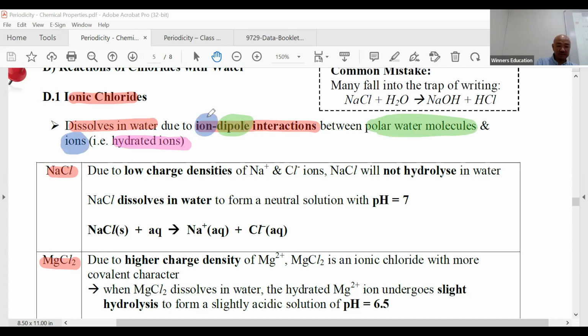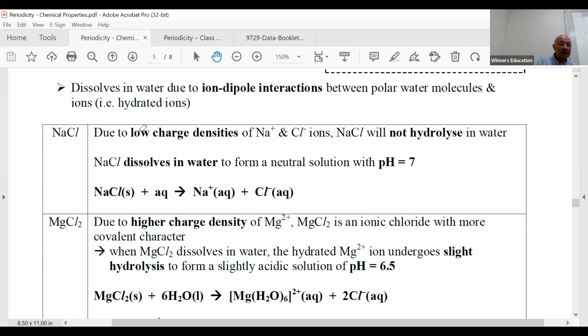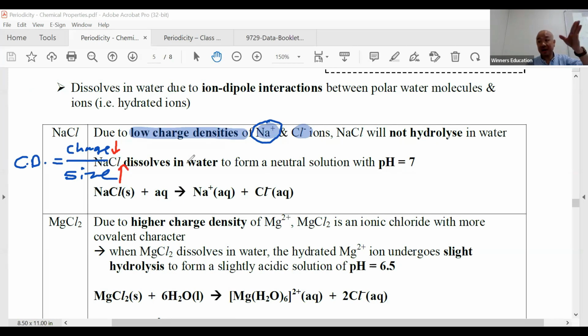So take a look at sodium chloride. First few marks: sodium chloride has very low charge density. So here we go. Sodium and chloride ions have very low charge density. So once again, what is charge density? Charge density is equal to charge over size. Let's compare the sodium ion versus the rest of the cations. The charge is quite small, 1+. The size is quite big compared to the other ions along Period 3. So therefore, this is small.